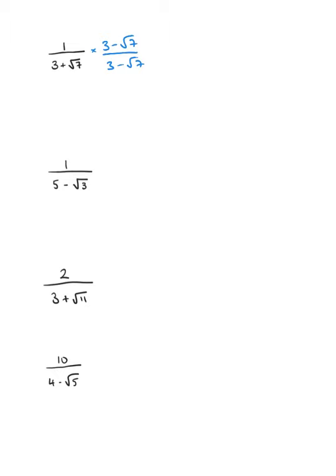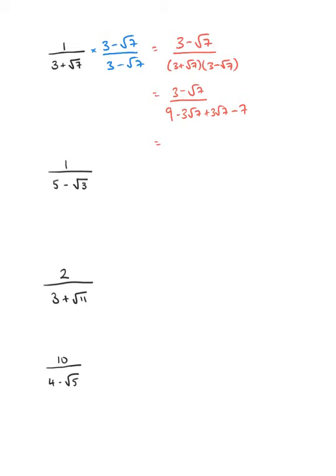When I multiply across, you'll see why. On the top, that's just going to give me 1 times 3 minus root 7, which is 3 minus root 7. Now on the bottom, I'm going to get 3 plus root 7 over 3 minus root 7. We need to multiply out those brackets at the bottom. 3 times 3 is 9. Then I get minus 3 root 7 plus 3 root 7 minus 7.